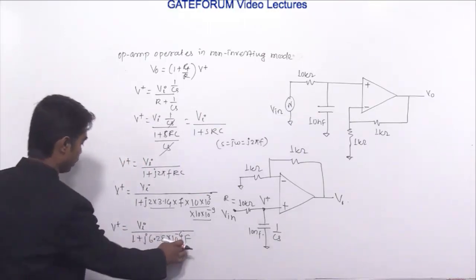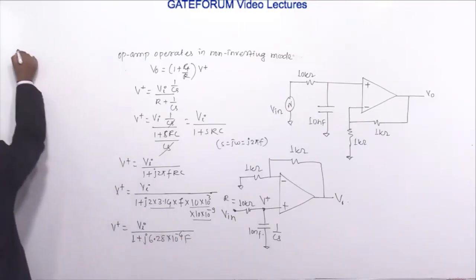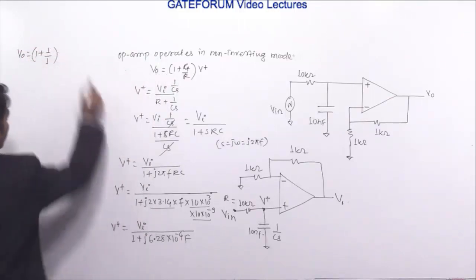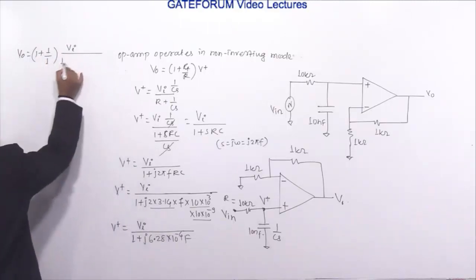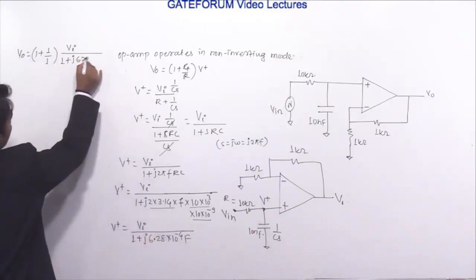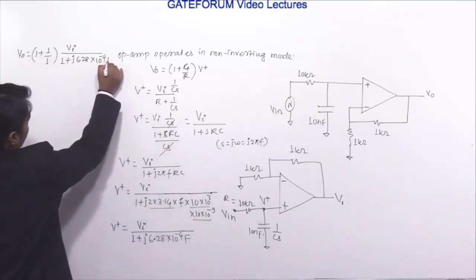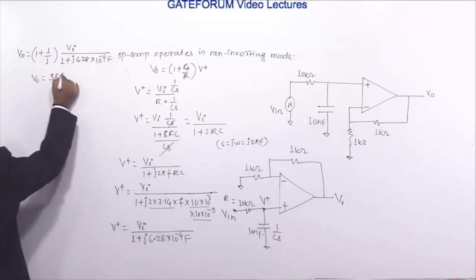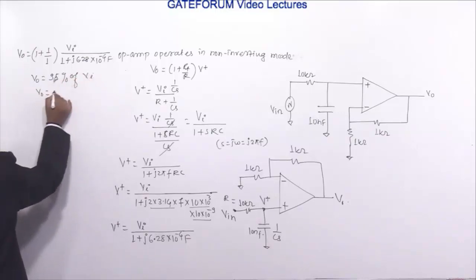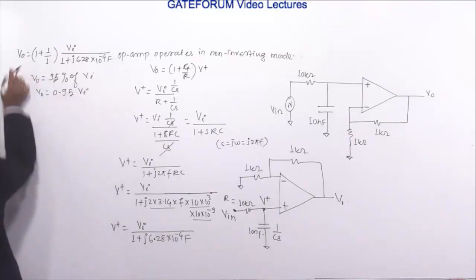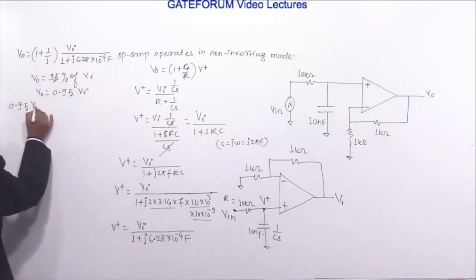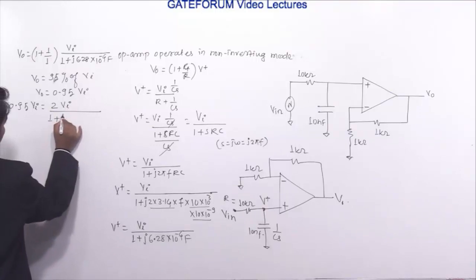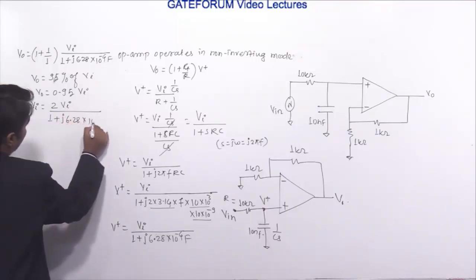Sorry, 4f frequency. Now put it here. We know that VO equals 1 plus RF, 1 plus 1 by 1 into V plus. We'll put here Vi upon 1 plus j 6.28 into 10 raised to power minus 4 frequency. And we know that VO equals 95% of Vi, which means VO will be 0.95 Vi. Put here 0.95 Vi equals 2 Vi upon 1 plus j 6.28 into 10 raised to power minus 4 f.